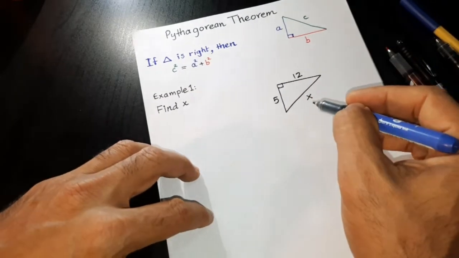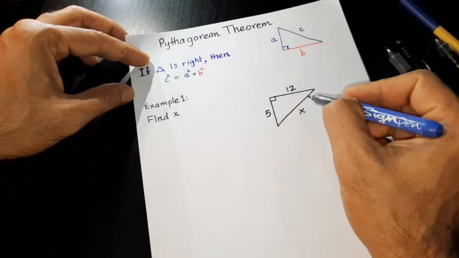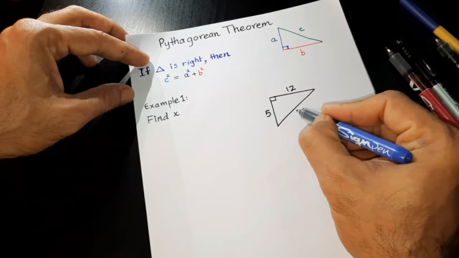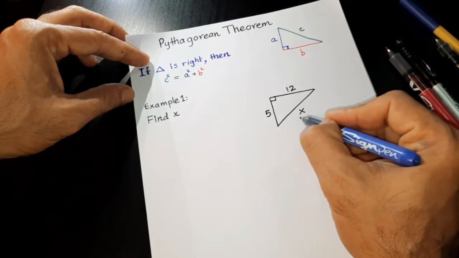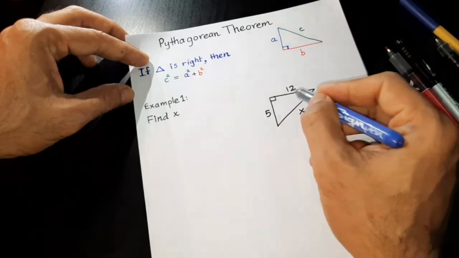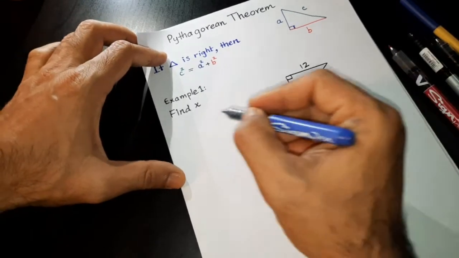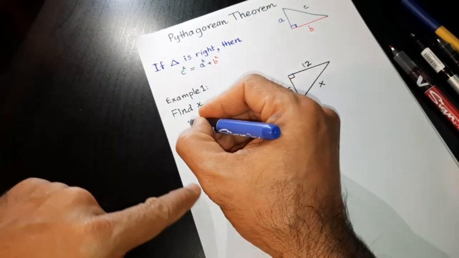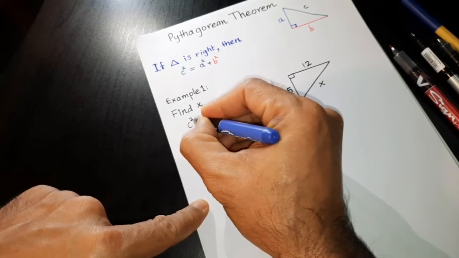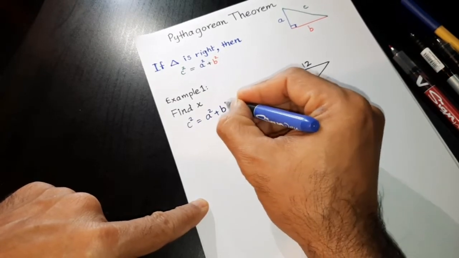So how do we use this theorem to solve the problems in your homework? Here, look at this example. Example 1, we have a right angle triangle. We need to find the value of this x, the length of the hypotenuse side, and you are given the two legs. Before we start anything, we have to write the formula first, or the theorem first. The theorem is c squared equals a squared plus b squared.